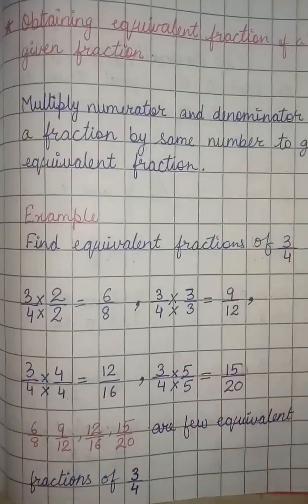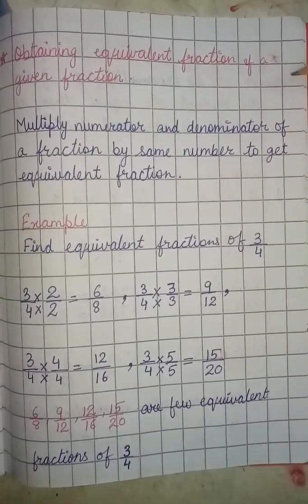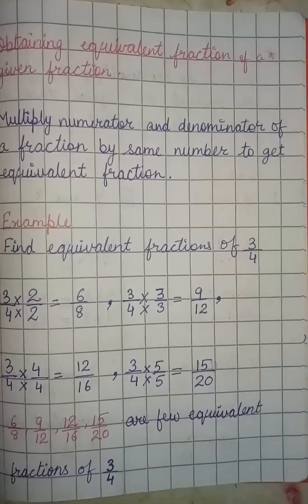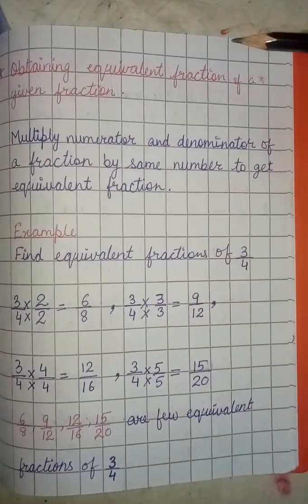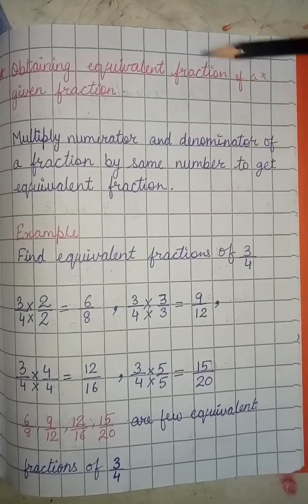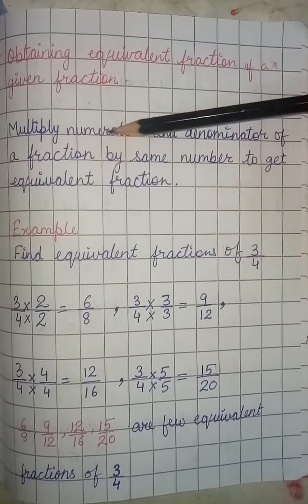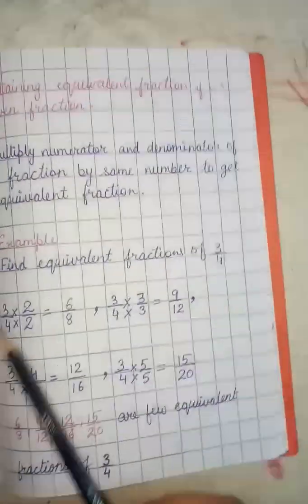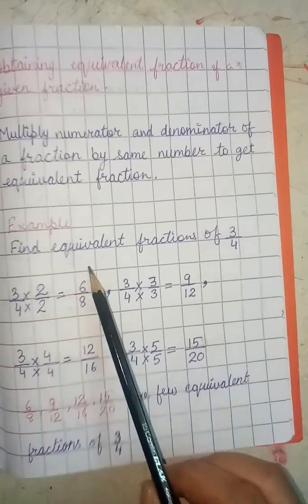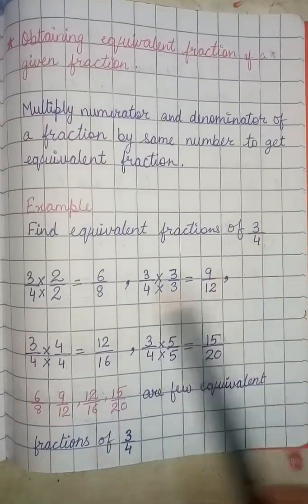Now let's find out how we can obtain equivalent fractions of a given fraction. हम कैसे equivalent fraction निकाल सकते हैं? We will find it out. For that we have to multiply the numerator and denominator of a fraction by the same number. Okay, let's take an example. Find equivalent fractions of 3 by 4. 3 by 4 के equivalent fractions हमें निकालने हैं.